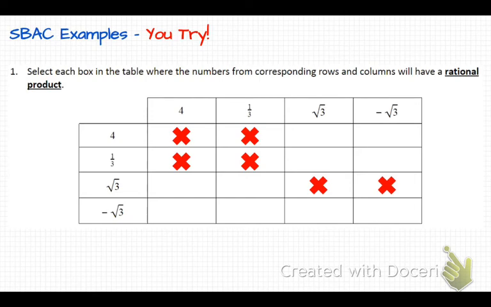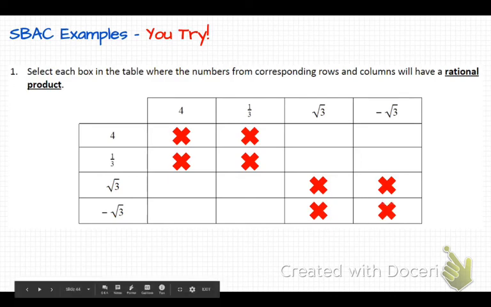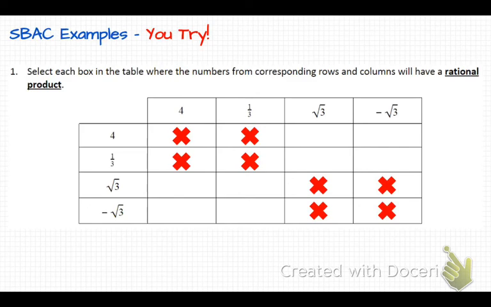And then on the bottom row, 4 times negative root 3. Negative root 3 times 1/3. Negative root 3 times root 3. Good. And negative root 3 times negative root 3. Good. Are those okay? Do you understand how to read this table? Because you will see something like this on the SBAC, and we're going to keep doing it, okay?